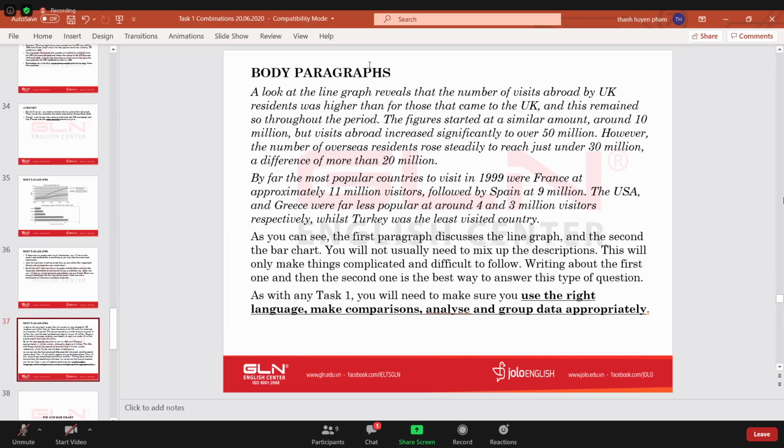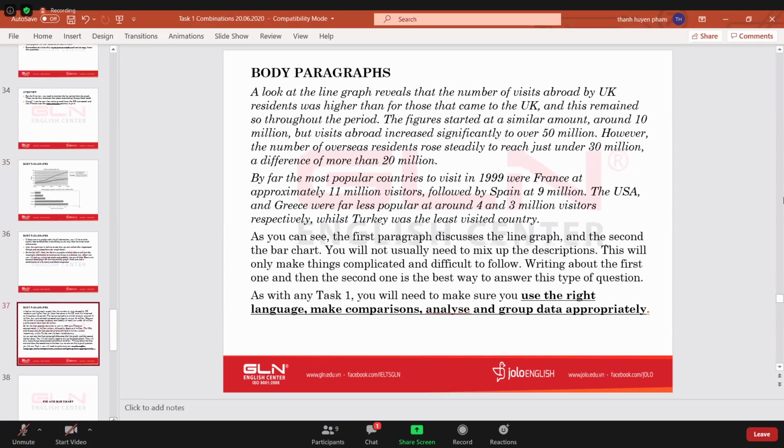So as we can see, the first paragraph discusses the line graph and the second the bar chart. You will not need to mix up the descriptions. This will only make things complicated and difficult to follow. So writing about the first one and then the second one is the best way to answer this type of question. And as with any task one, you need to make sure you use the right language, make comparisons, analyze and group data appropriately.